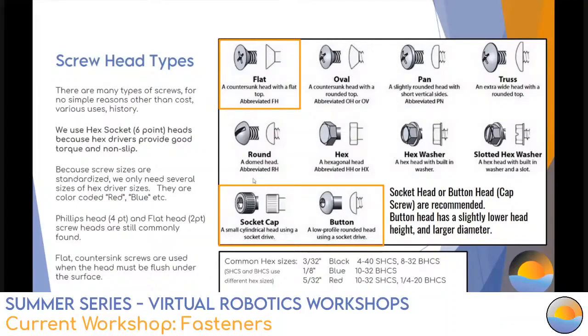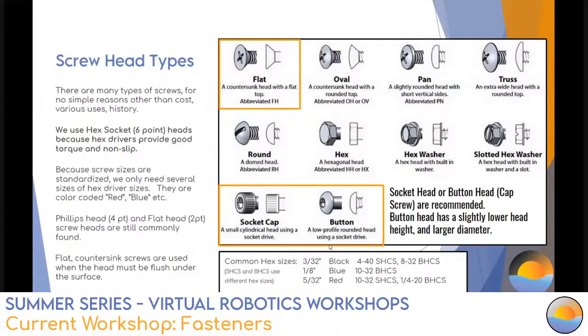And because we've standardized these screw sizes, we only need several hex driver sizes. So if you only use 10-32s and quarter-20s, then it becomes really simple that you only need to use a 1/8 driver or a 5/32 driver, and that would be a blue and a red. And it makes it really simple to work around the pits, and you really get to know the screws, and hey, I need a blue, hey, I need a red. That's really going to be simple to use in the pits and putting the robot together.